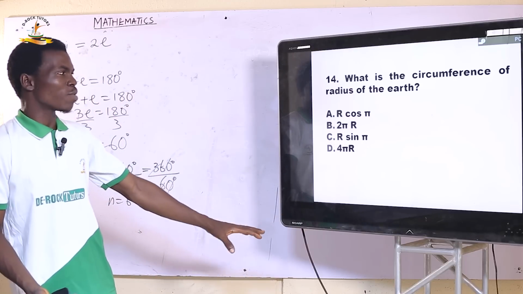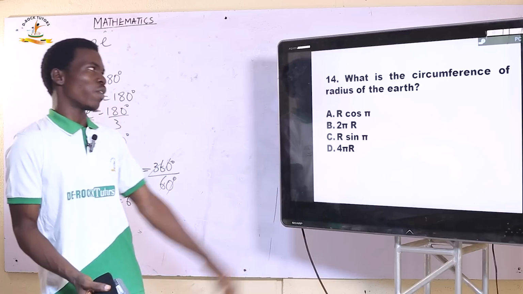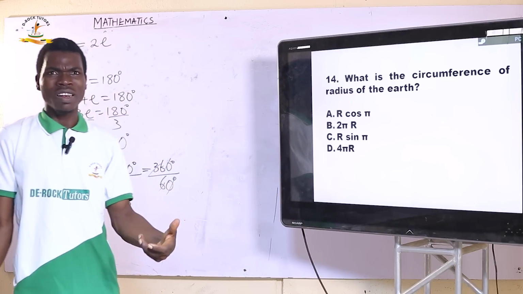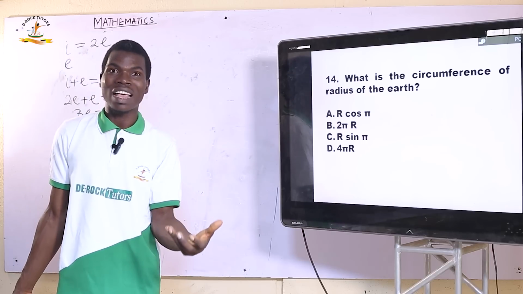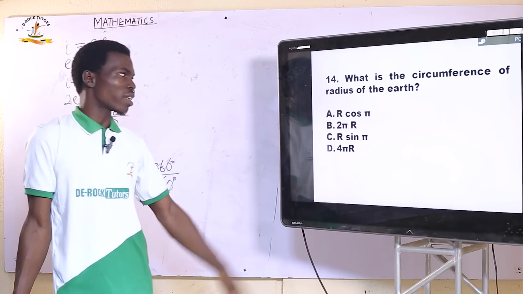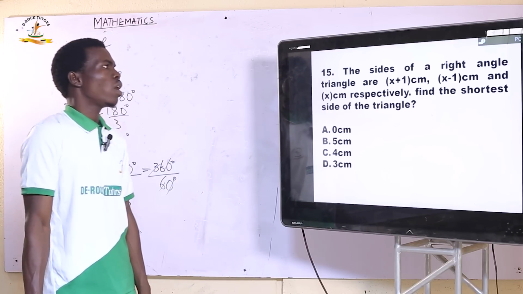It's as straightforward as being B. So you all know this has to be the correct option for question 14. 2 pi r, just like in our circle. Because in mathematics, we treat the earth as both a sphere and at the same time a circle. So the answer is 2 pi r.